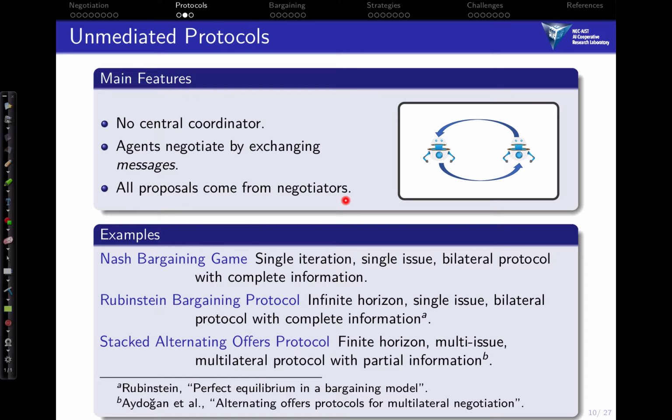And there are many examples of this. The Nash bargaining game, which is, I think, the oldest type of negotiation game, is a single iteration, single issue bilateral protocol with complete information. So in this case, both agents know the utility function of the other agent. And there is the Rubinstein bargaining protocol and the stacked alternating offers protocol, which is the most widely used protocol in automated negotiation these days. And you can see these are the references of these protocols if you want to know more about them.